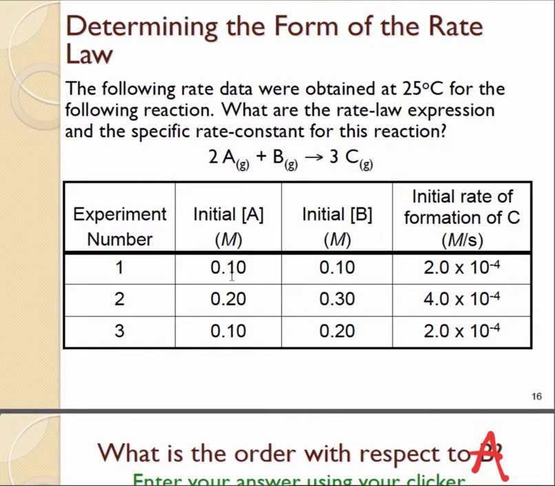In any case, in experiments 1 and 3, I hold A constant and B goes from 0.1 to 0.2. But wait a minute, what happens to the initial rate from experiment 1 to experiment 3, from 0.1 molar B to 0.2 molar B? And the answer is nothing happens. So if nothing happened to the reaction rate as a result of doubling B, then I must conclude that it's zero order with respect to B.